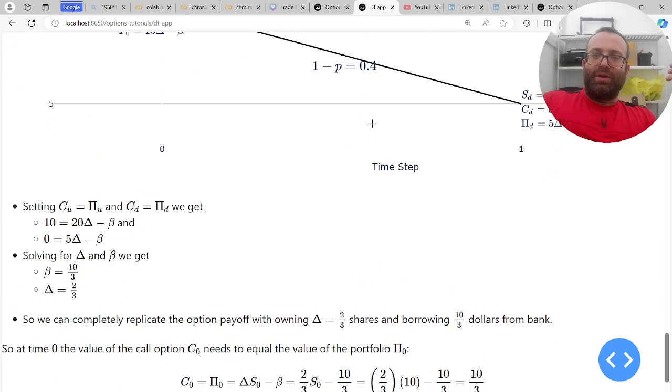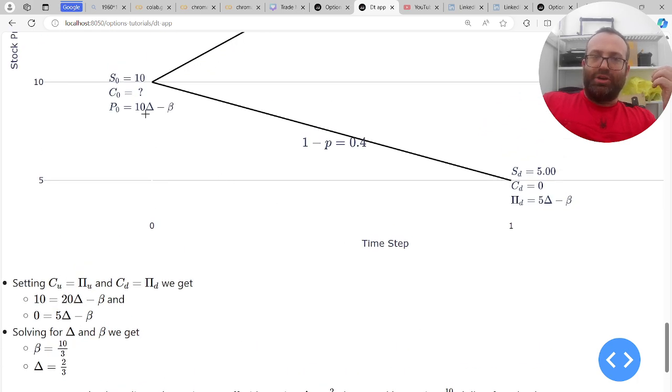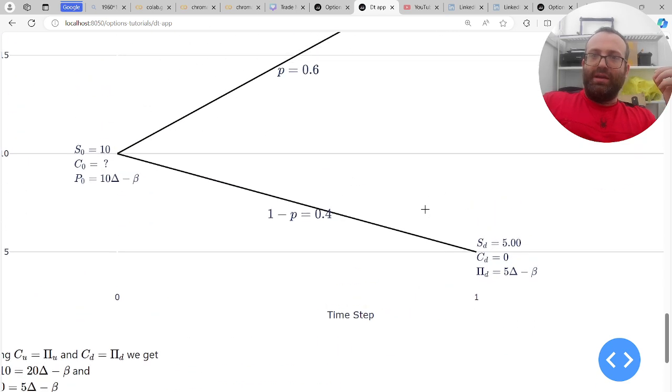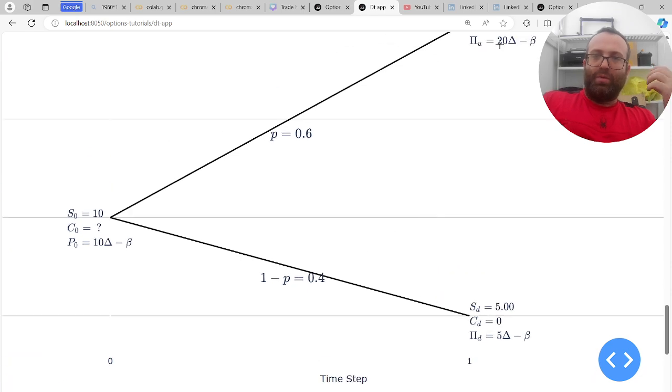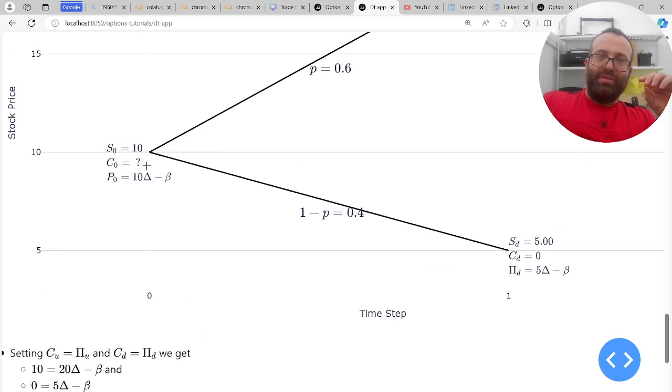I do want to illustrate one thing. If the value of the call option is less than 10/3, then the option is underpriced. So you should buy the call option and short the portfolio. Then, no matter what, you're going to have a positive profit whenever the stock goes up. And the opposite way is if the value of the call option is above the value of the portfolio, then the call option is overpriced, so you should short the call option and buy the portfolio.